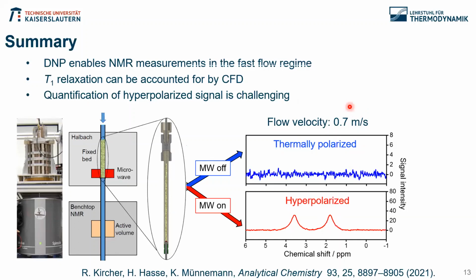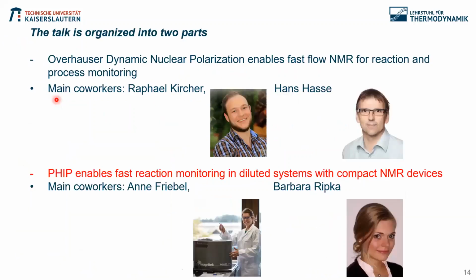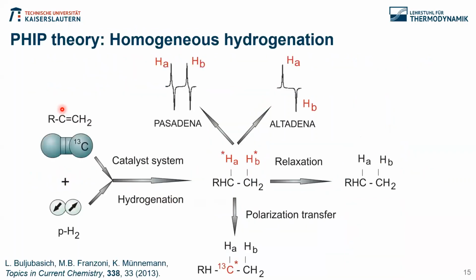And now we are working on really doing a quantification of the hyperpolarized signal to have a real application for reaction monitoring. With that, I come to the second part of my talk. That will be about parahydrogen-induced polarization, with which we want to also do reaction monitoring in benchtop NMR systems. We heard the PHIP theory already in Eduard Chekmenev's talk at the very beginning of the session, so I just jump over it here.